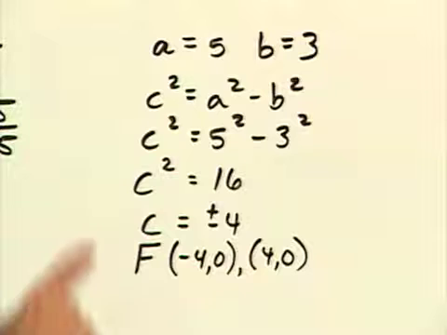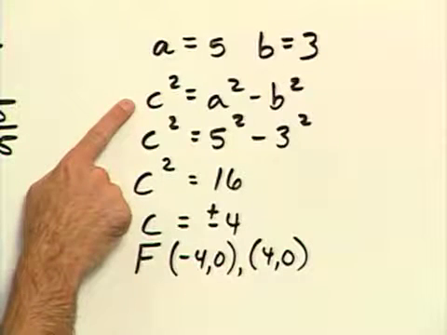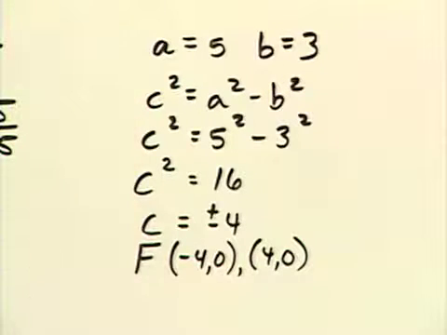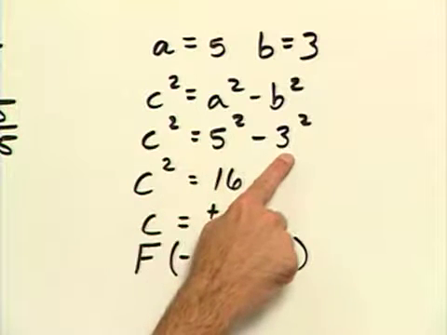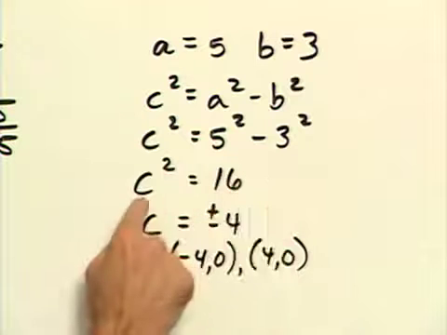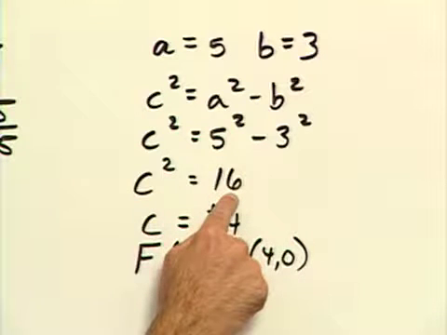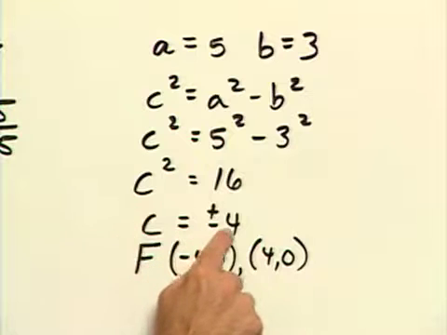Now to find c, we use the equation c squared is equal to a squared minus b squared. So c squared equals 5 squared minus 3 squared. And if we simplify that, we get c squared equals 16. And if we use the square root property now, we get c is equal to plus or minus 4.